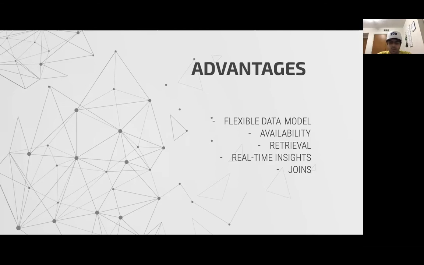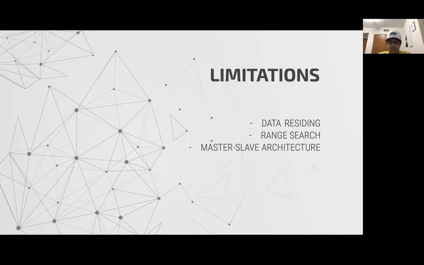And now we should talk about the disadvantages, which are the limitations. All right. Compared to the advantages, there are not that many limitations. So this does indicate that Neo4j is very good to use, and it is the better software to use. We only have three limitations here: data residing, range search, and master-slave architecture. The last one is pretty important.